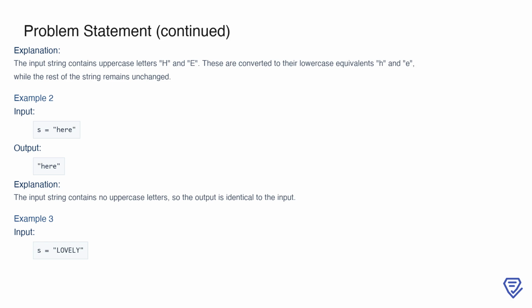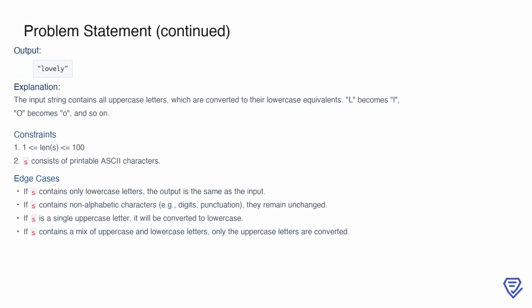Now, consider the third example, where the input is s equals "LOVELY". This string is entirely composed of uppercase letters, so each letter is converted to its lowercase equivalent. Let's explore the output for this case. The output for s equals "LOVELY" is "lovely". Here, each uppercase letter in the input string is converted to its lowercase form. L becomes l, O becomes o, and so on.